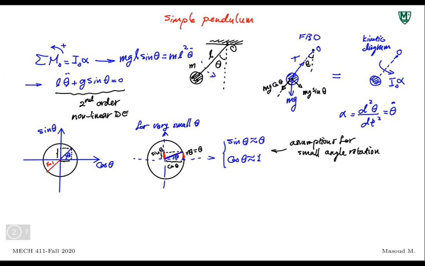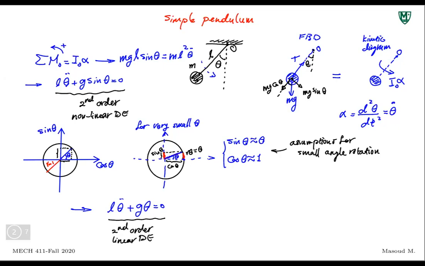Well, cosine theta equal to 1 is not the assumption I'm going to use here because I don't have any cosine, but I have sine theta. So replacing this in the second order nonlinear differential equation we got, this becomes L theta double dot plus G theta is equal to 0. And now this is something we can solve. This is a differential equation we have seen before. This is a second order linear differential equation.